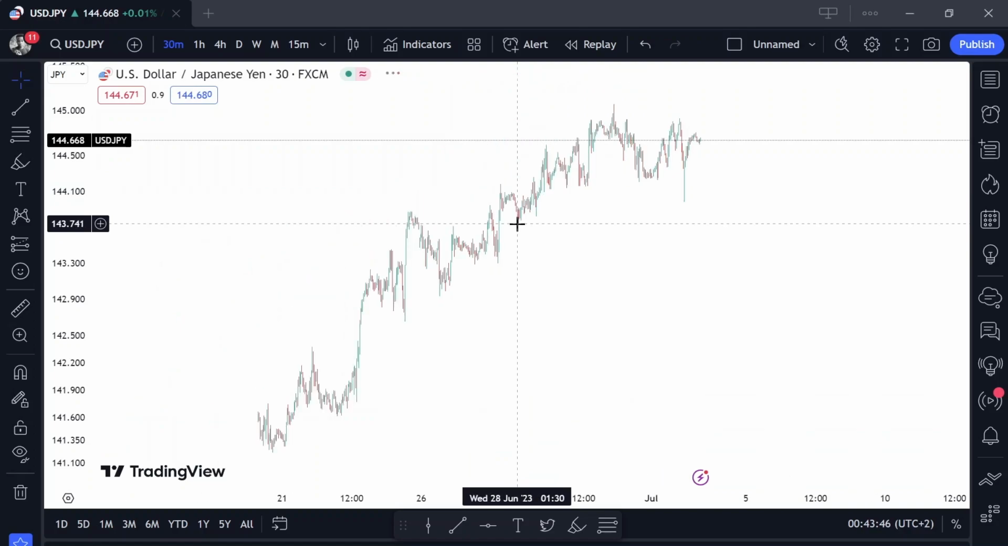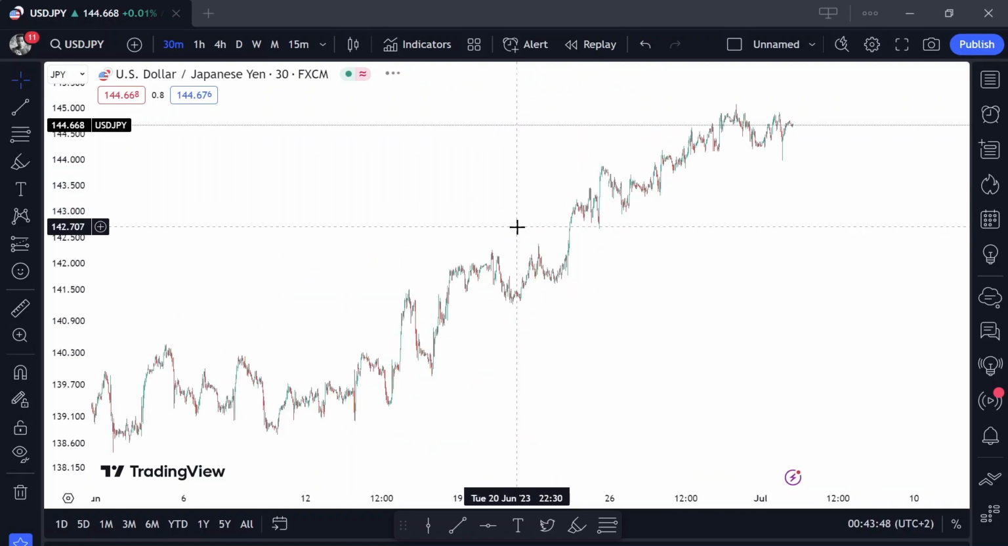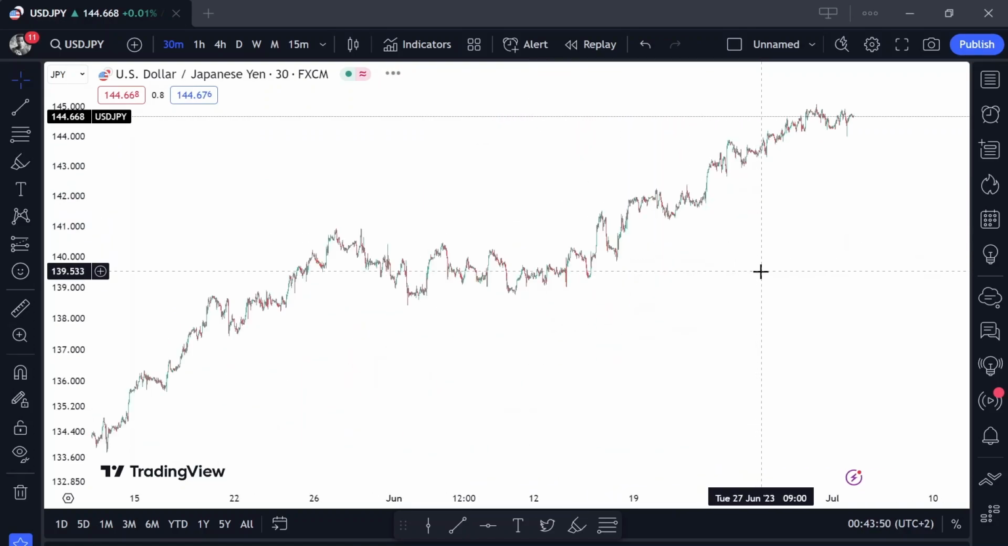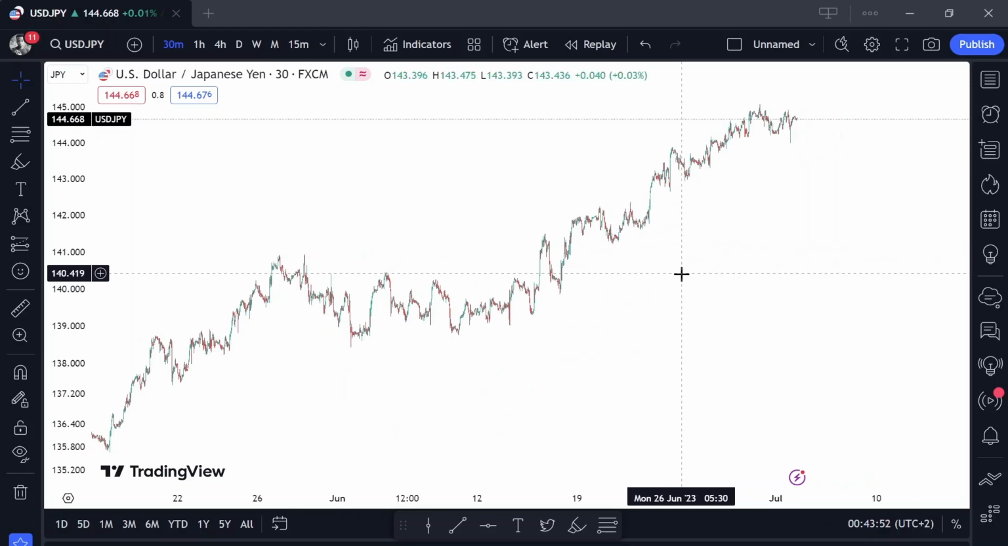Okay, so basically guys, this is my TradingView. As you can see here, I prefer analyzing on a clean plain white chart. This is what I prefer. So here's the thing guys, when you want to analyze forex pairs, in today's video we are going to use USDJPY. We are going to analyze USDJPY.